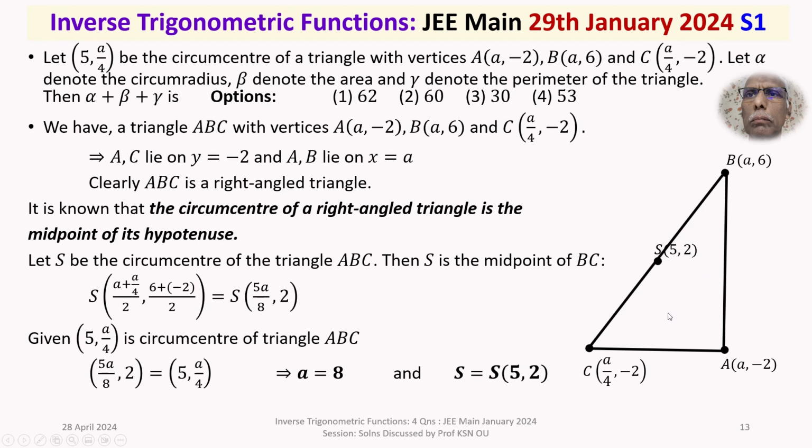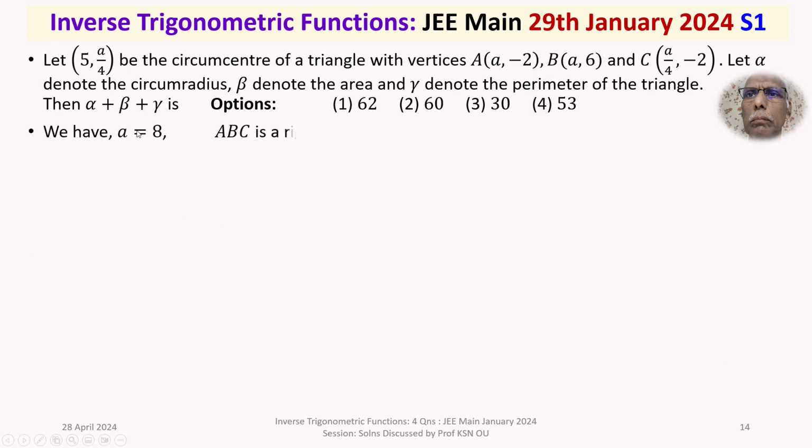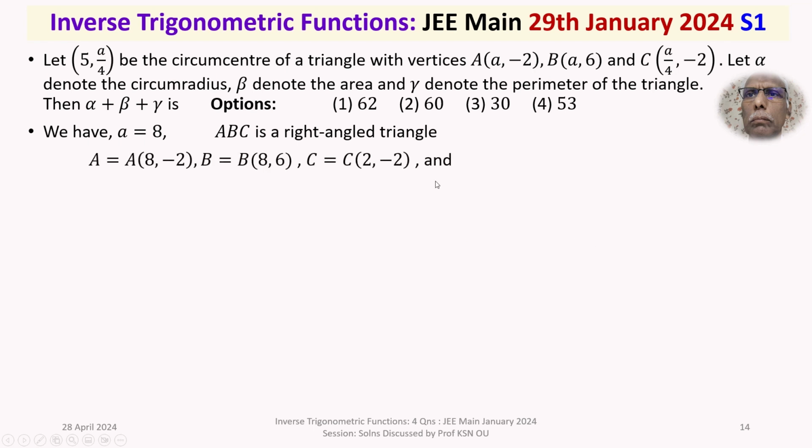Now let's move to the next slide for the further discussion. We have a is 8. ABC is a right angle triangle. Substitute a is equal to 8 in the coordinates. You will get capital A as (8, -2), capital B will be (8, 6), capital C will be (8/4, -2), that is (2, -2). So these are the coordinates. And S also we know (5, 2) is the circumcenter of the triangle.